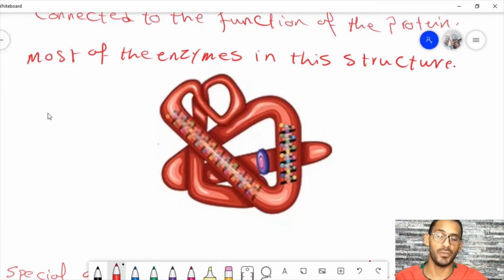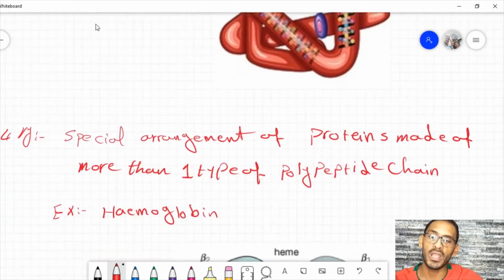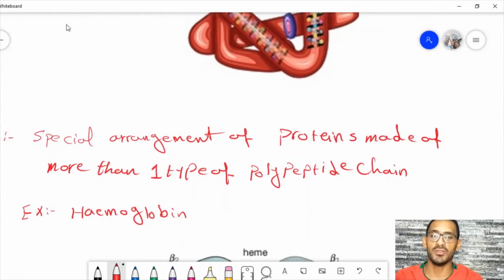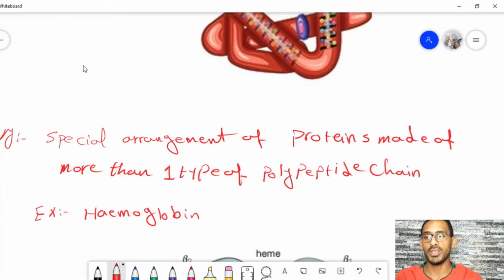And as I told you, it's most of the enzyme in this structure because it is directly related to the function of the protein. Now, the super arrangement of them is the quaternary structure, or you can call it level 4 of protein folding. It's a very special arrangement.